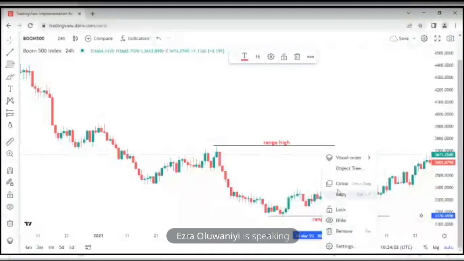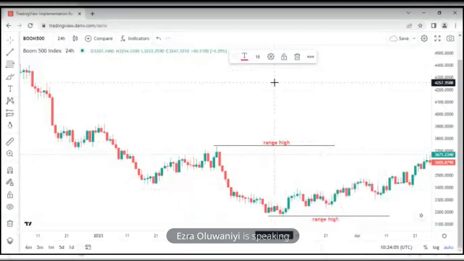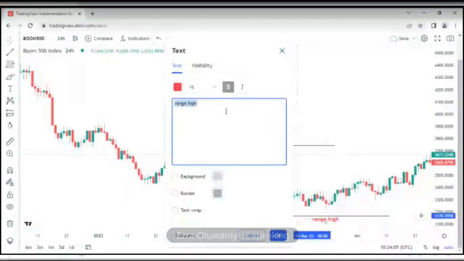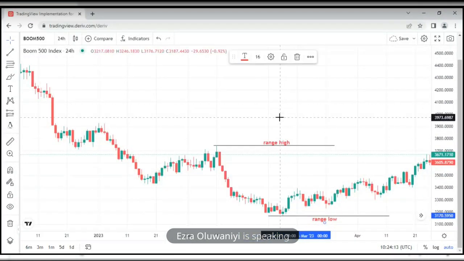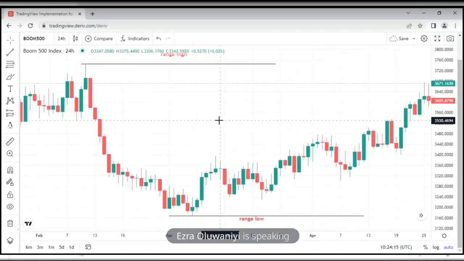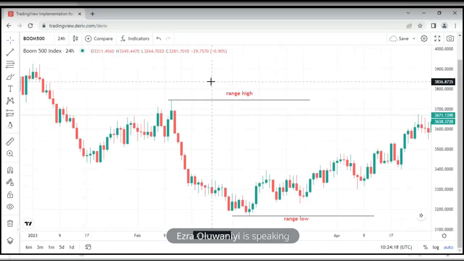So that's the first thing to do. Mark your ranges. Know where you are looking at for price delivery. All right. So this is what we have. We have our range highs and our range low on daily.